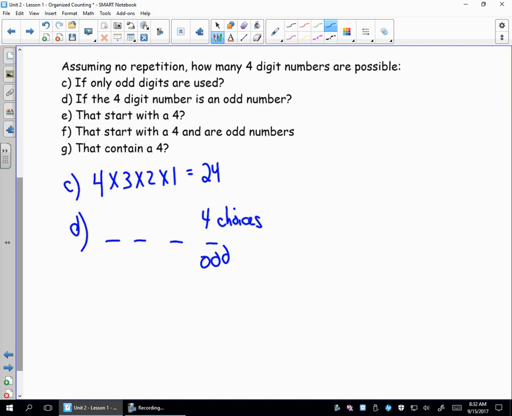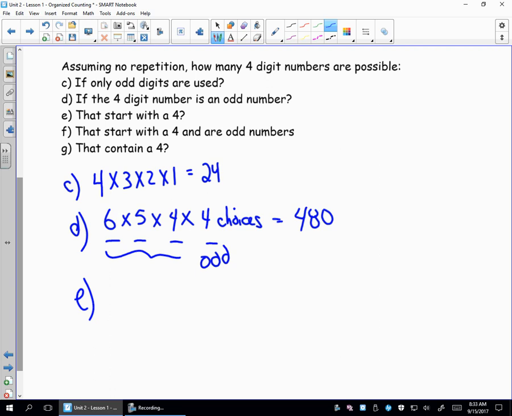Once I put a number in that spot, I can't use it again. So there's 6 digits left over. And these other 3 spots can be filled with those 6 digits. But remember, no repetition. So I've got 6 choices for this one, and then 5 choices for this one, and then 4 choices for this one. And I've got my 4 choices for my odd digit. If we do that, we end up with 480. And that's a bit of a trickier one.